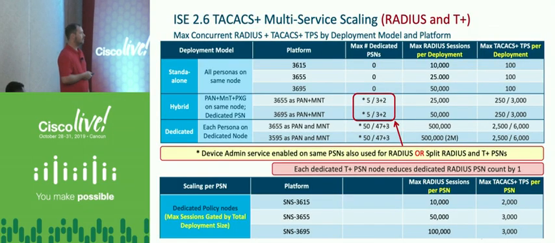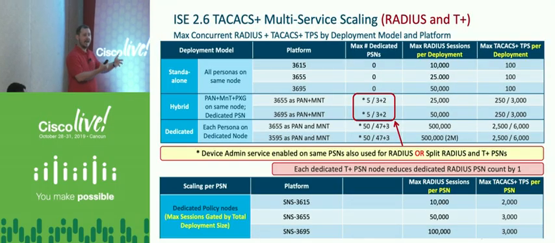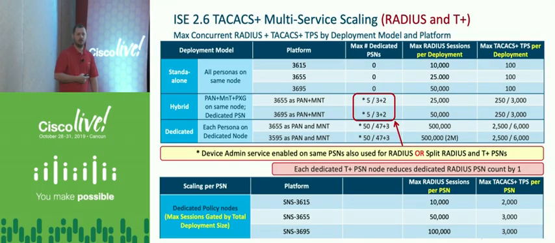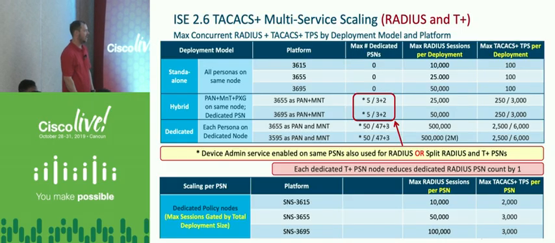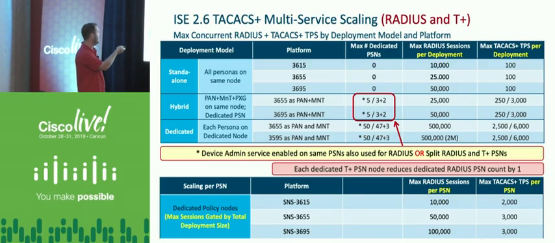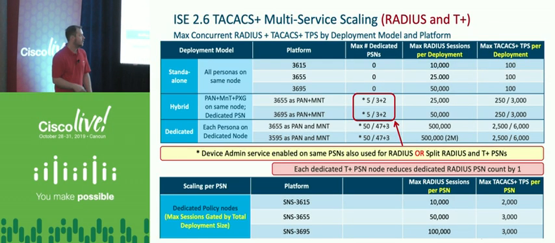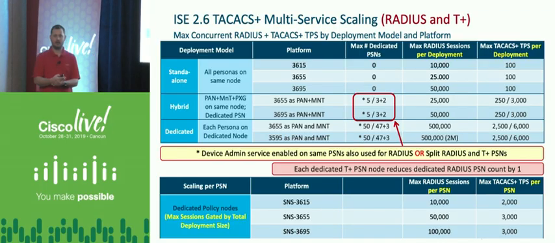You also have to keep in mind scale. As we look at adding TACACS or device administration to an overall global ISE deployment, we have to think of the max dedicated PSNs and how far that will scale depending on this hybrid mode versus dedicated mode. Again, we can have up to 5 PSNs when we have PAN and M&T co-located on a single node.